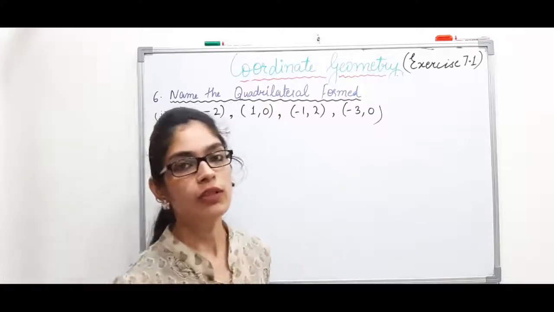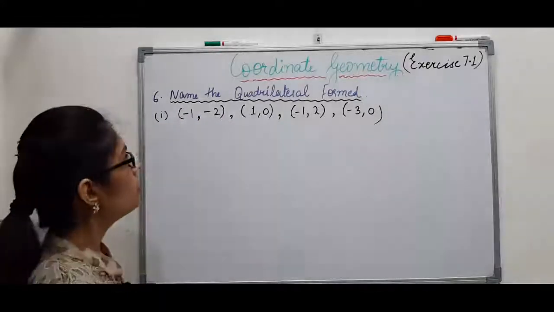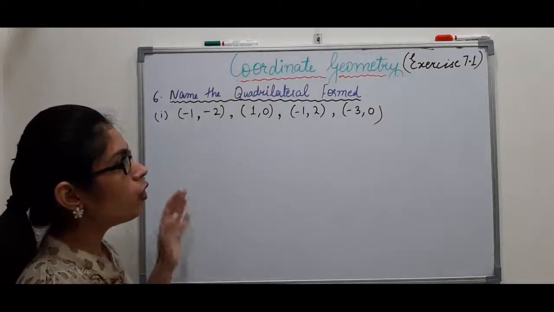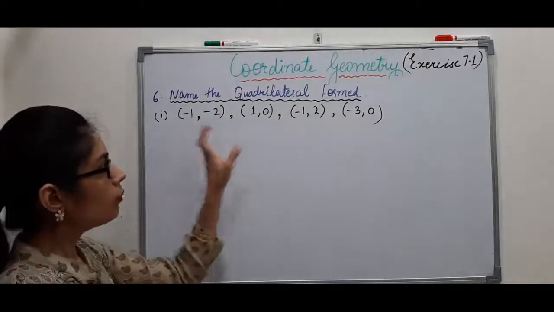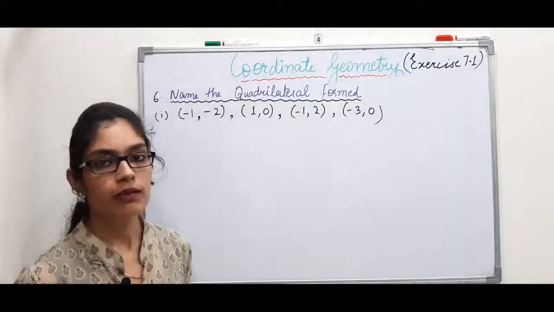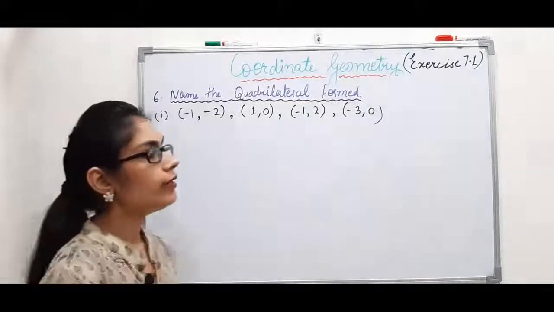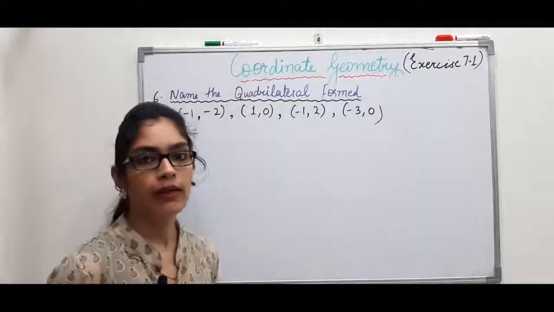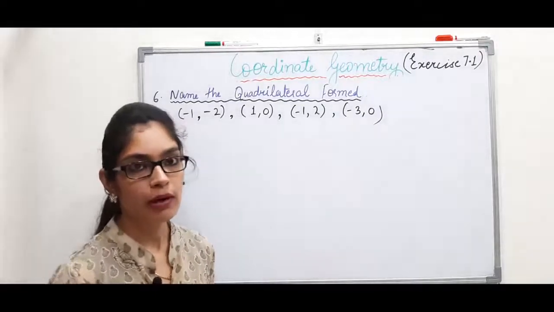Now let's start with question number 6. Name the quadrilateral formed, if any. So points are given to you. You have to check whether any quadrilateral is forming or not. Quadrilateral means any four-sided figure: square, rectangle, parallelogram. So you have to check it out.